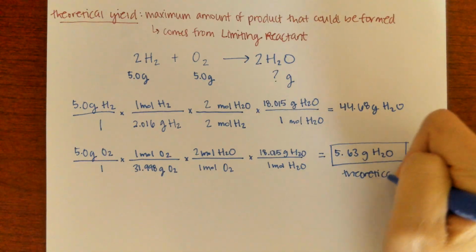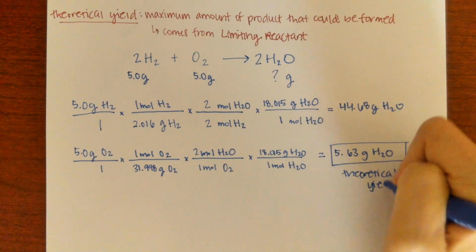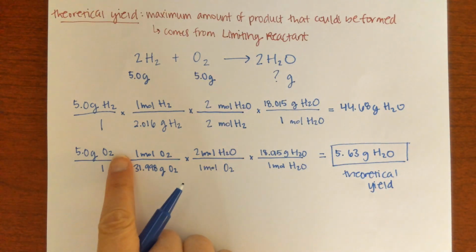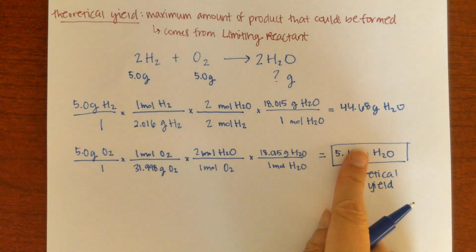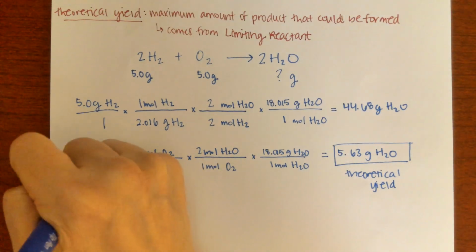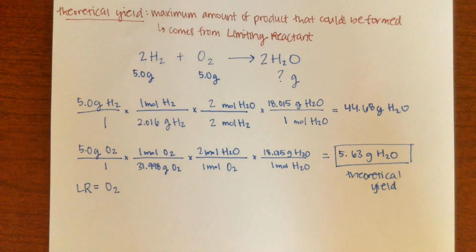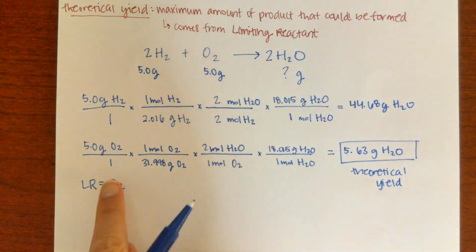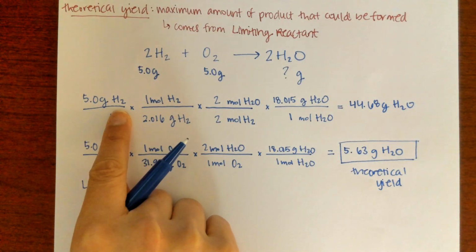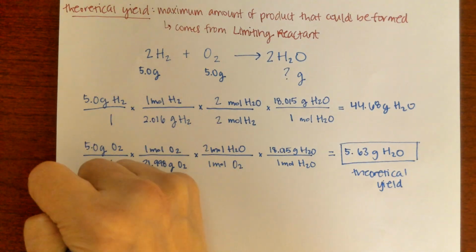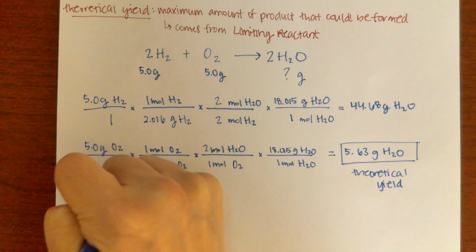Again, theoretical yield and limiting reactant go hand in hand. Theoretical yield is the numerical value. The limiting reactant is the reactant that produces that theoretical yield. So my limiting reactant, I'm going to abbreviate that to LR. Limiting reactant is my oxygen gas, which means by default, hydrogen gas, H2, is my excess reactant. That's what's left over, and I'm going to abbreviate that as ER.